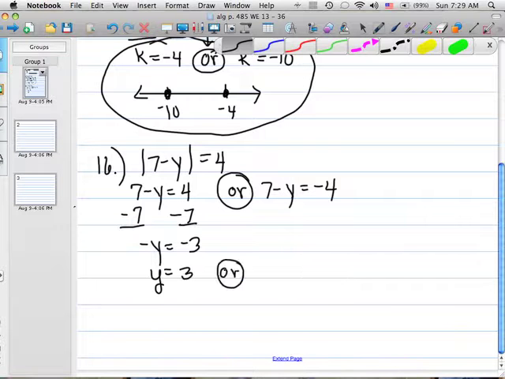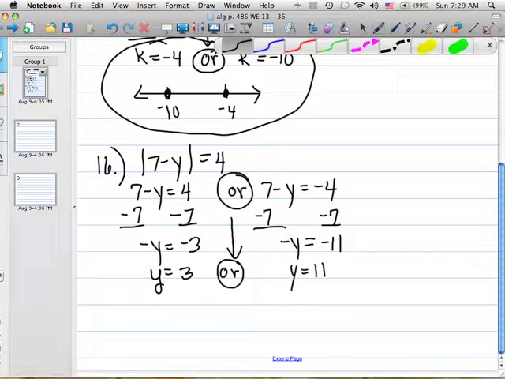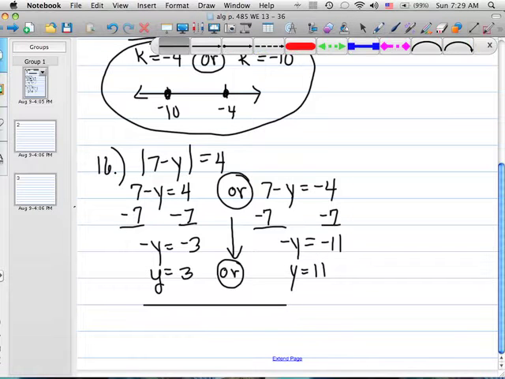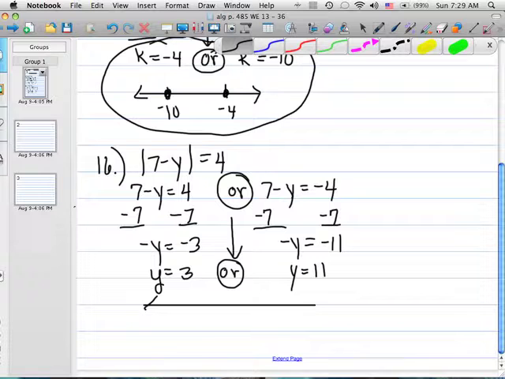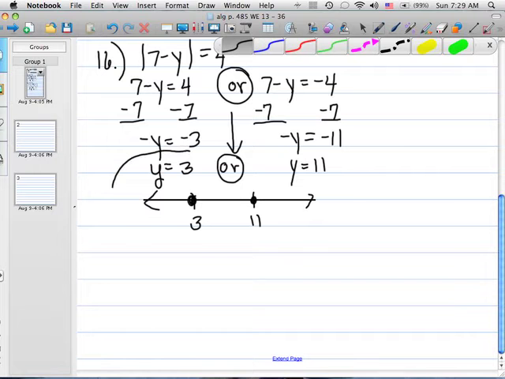Or, solving for y here, subtract 7. We get -y equals -11. Multiply by -1, y equals 11. Graphing that, we put down 3 and 11 and dots at both. If I put 3 in there, I get 7 minus 3, which is 4. That works. If I put 11 in, 7 minus 11 is -4, and the absolute value of that equals 4. So here's my solution.